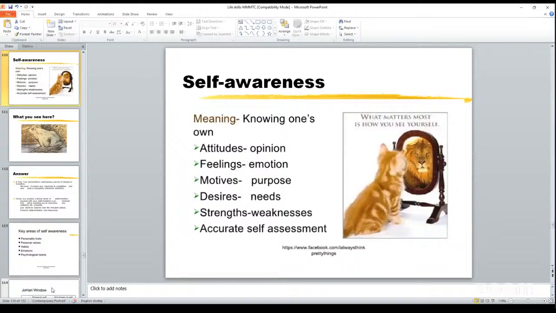So if we see the picture, it's very clear. What matters most is how you see yourself. That is self-awareness. The picture makes it very clear. When you talk about self-awareness and its meaning, our attitudes, feelings, motives, desires, and strengths make up our awareness. Attitude makes our opinion. Feelings decide our emotions. Motives direct our purposes. Desire leads to needs, and strengths and weaknesses are part of it. And if you do an accurate self-assessment, that means you are a better individual.